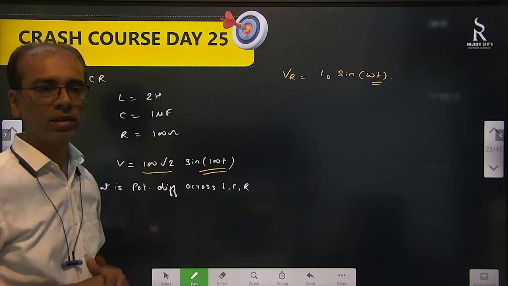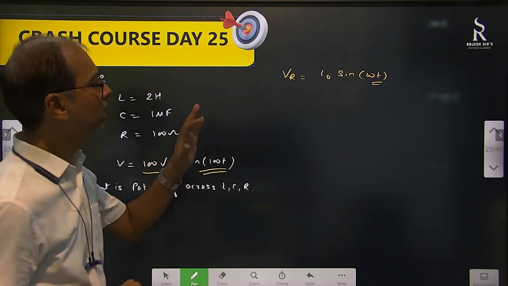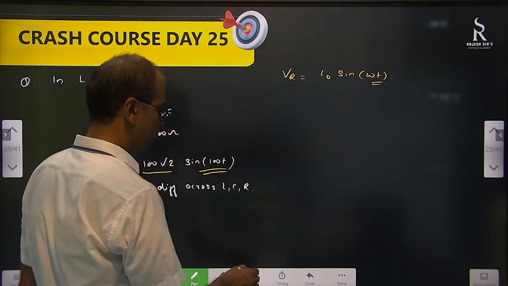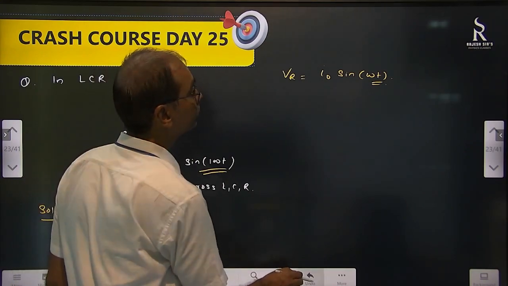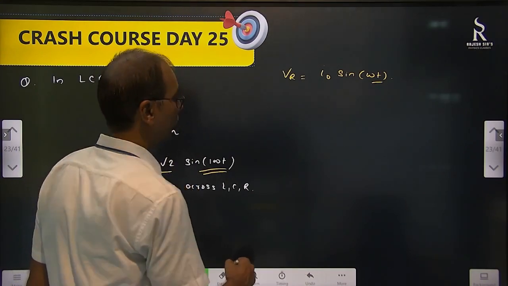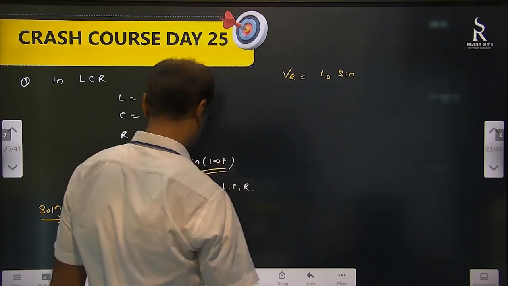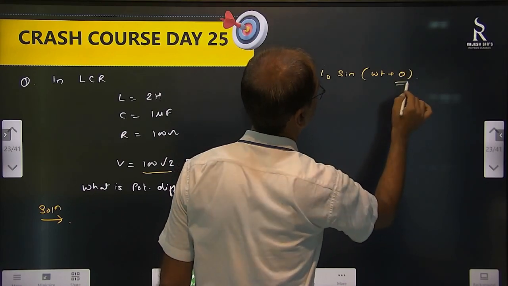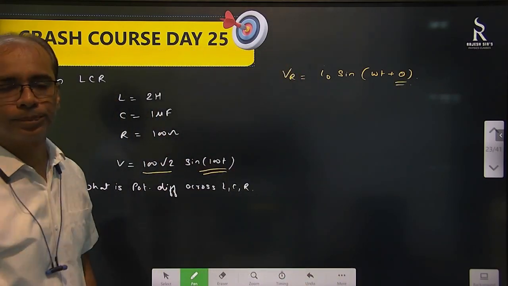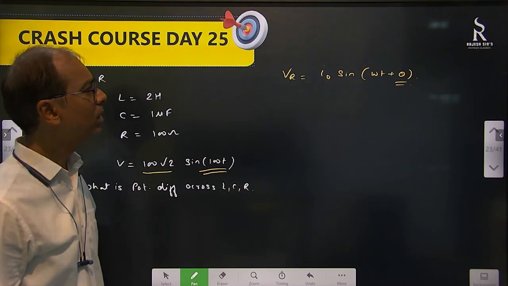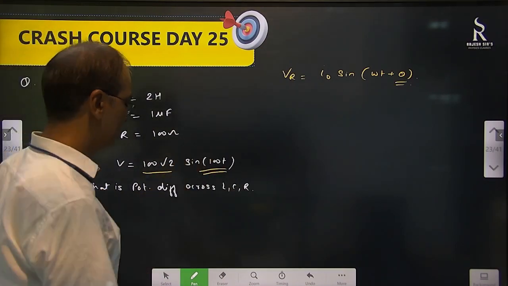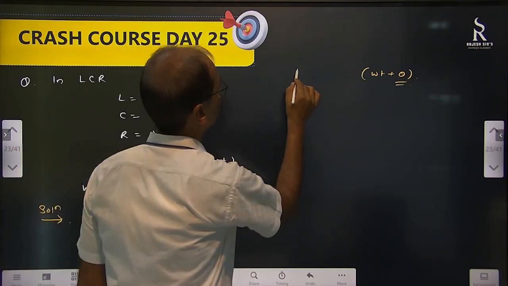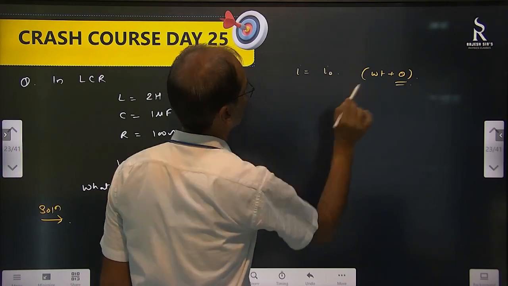This is V, this is the supply. But still, what I am going to do is write this as I naught sine omega t plus theta, if there is any phase difference over here. We'll see why it's like that. But this is VR. Just let me write it as I naught first. I is equal to I naught sine omega t plus theta.